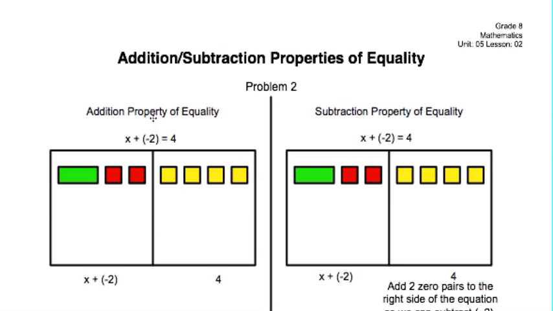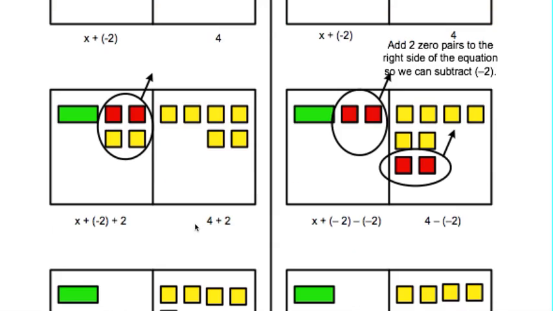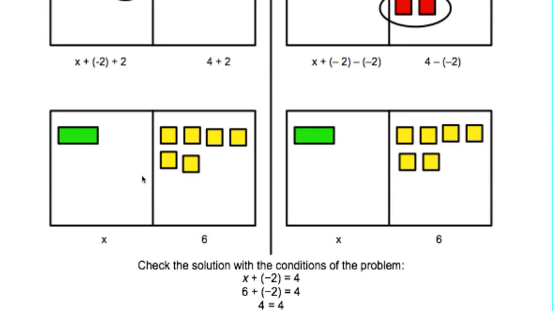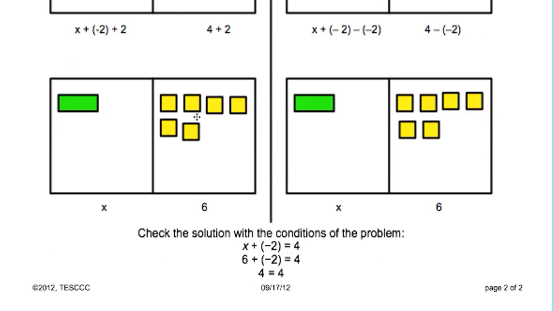Let's look at problem 2. Here we have x plus a -2. Now, if we use our addition property, we have to add something to this that will zero out these negatives. Well, a positive will zero out a negative, so we need to add 2 to both sides. Add 2 to the left, add 2 to the right, as we can see in our second diagram. Now, remember, if we have a zero pair, we can go ahead and take them out. So we can take these two zeros out, and we see what we got left is x and 6. So x equals 6.